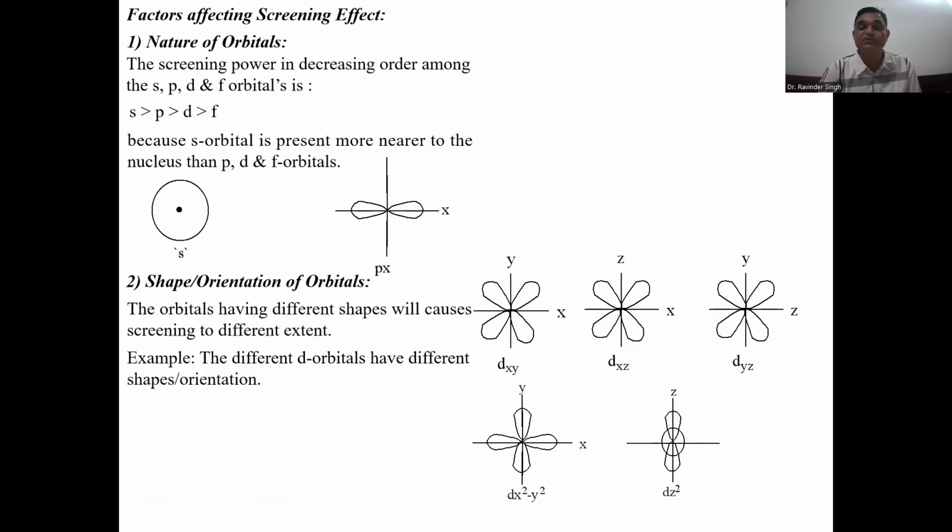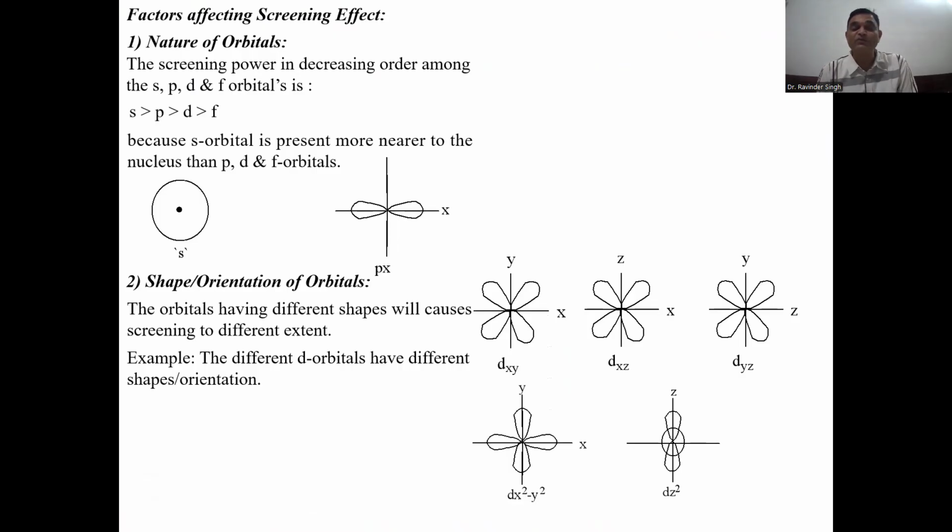In case of dz square, there is one dumbbell present along the z axis and a spherical orbital present at the center. So that is a mixture of these two. One is like that of the pz and the other is like that of the s. So dz square is a mixture of these two, pz and s. So that is dz square.